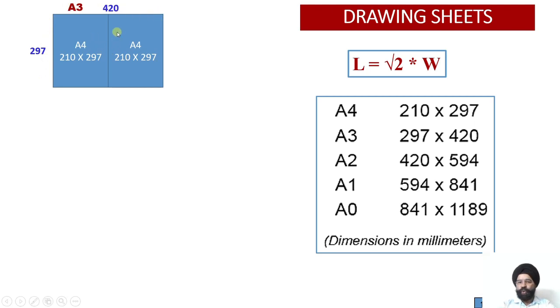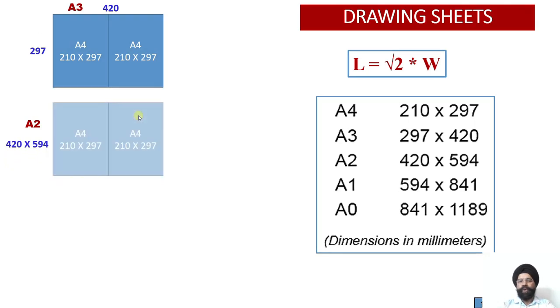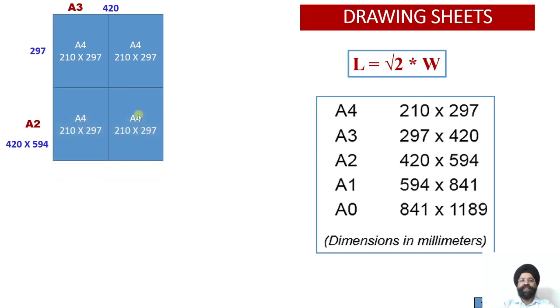Now I will place two A3 sheets along their smaller dimensions. The A2 sheet will be obtained when I add one more A3 sheet alongside the previously available A3 sheet along its smaller dimension. The smaller dimension was 297, so 297 and 297 gives me 594, which becomes my bigger dimension. You can check, this is the bigger dimension 594, and this becomes my smaller dimension 420. So this gives me the construction of the A2 sheet.